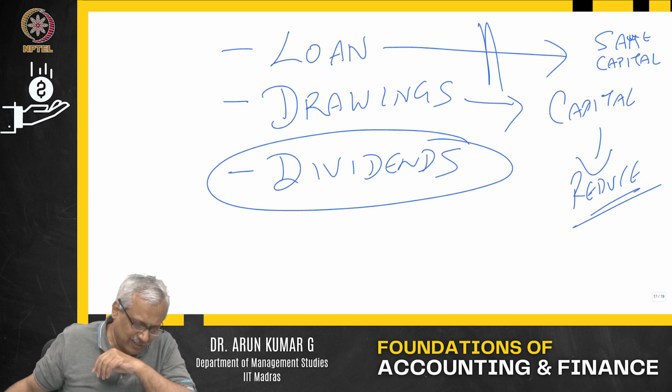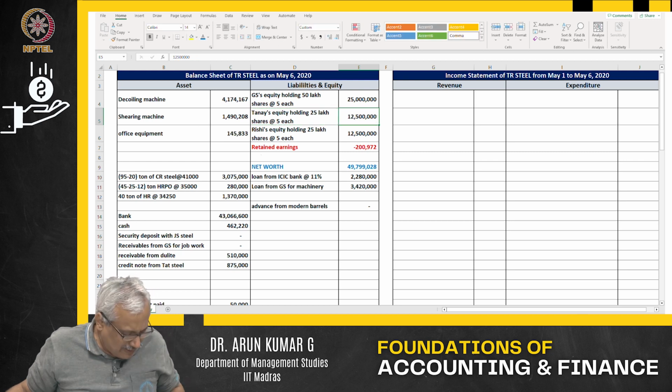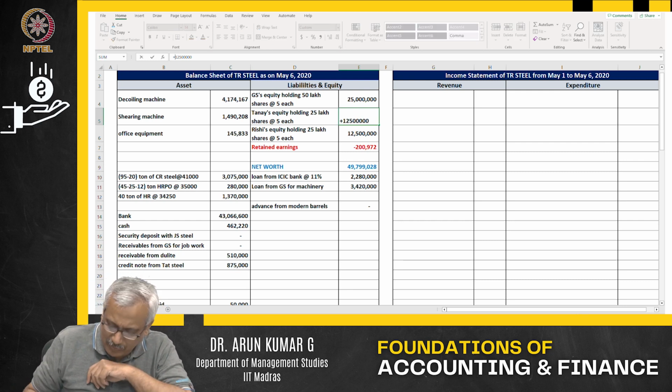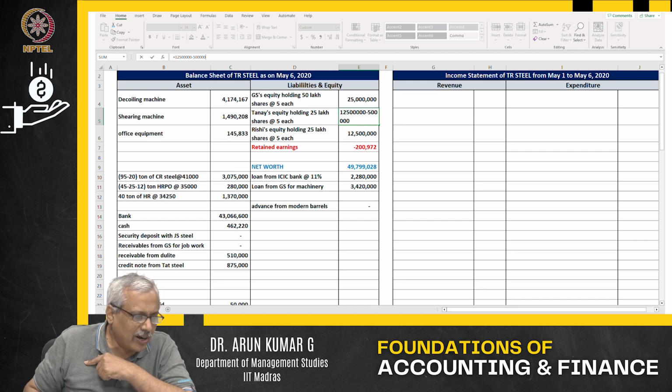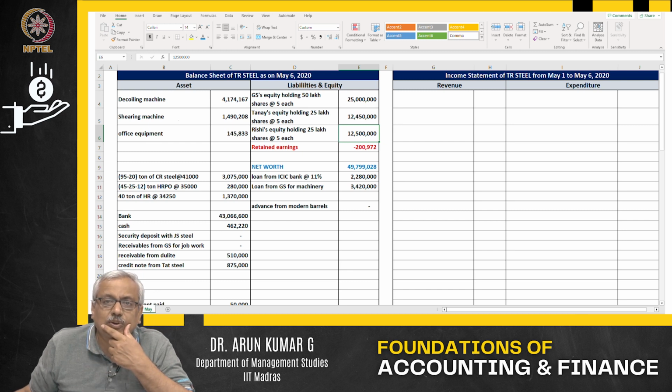I will explain this same thing again. Supposing Tanai had withdrawn 5 lakhs as drawings, then what would have happened? It is simple: 1.25 crores, whatever capital he had, would have gone down by 5 lakhs, and that's all. So Tanai's capital would be about, I added a 0, I am sorry, Tanai's capital would be 1.245 crores. That is what will happen.